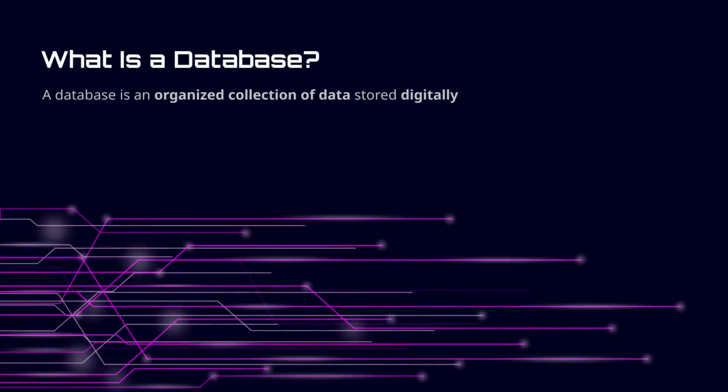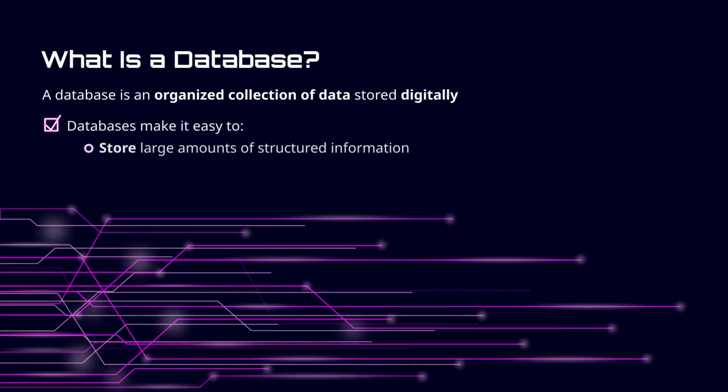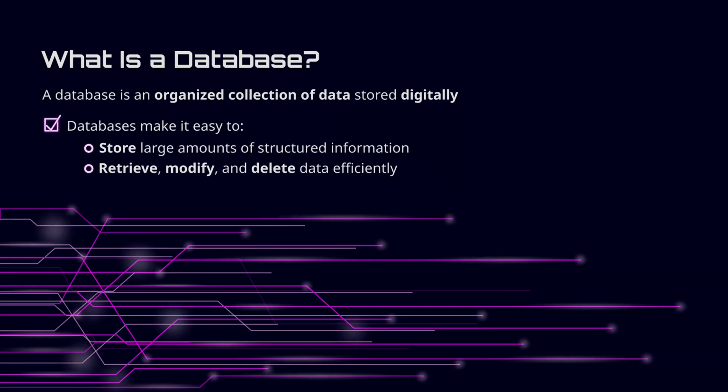So, what is a database? It's a digital collection of organized information managed by special software called a database management system, or DBMS. The DBMS helps apps store, retrieve, and update data efficiently, keeping everything structured, searchable, and secure.